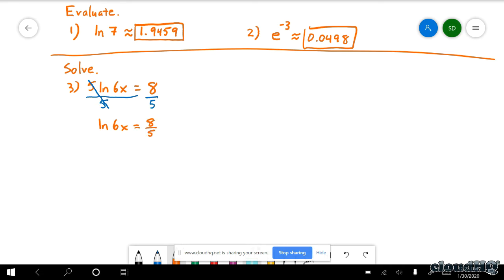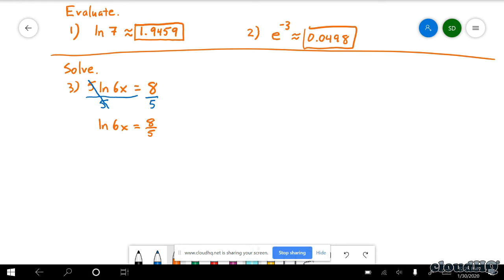Okay, so I divided the 5 away. Now the ln is isolated. ln is a type of log, remember that. So we have a log. How do we get rid of a log? We exponentiate. So how do we get rid of an ln? We exponentiate. What base shall we use?